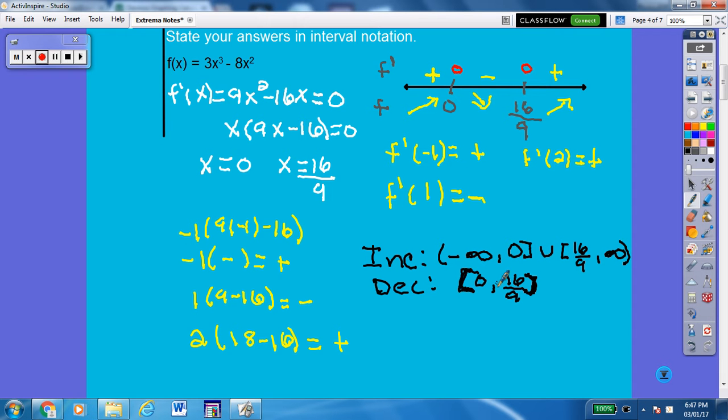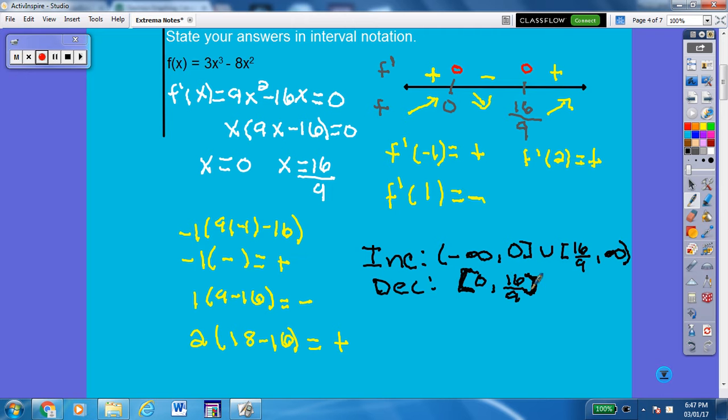Well, it depends on how you look at it. If you think of 0 as part of this particular interval, negative infinity to 0, then it's increasing because the y value at 0 is going to be higher than the previous y value. But if you think of 0 as part of this interval from 0 to 16/9, then 0 is going to be decreasing because the next value after 0 is going to be less than 0 itself, the y value for that corresponding point. So basically it depends on which interval you're in, okay?